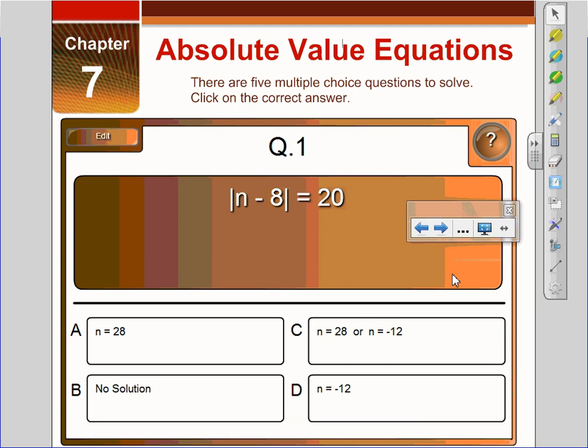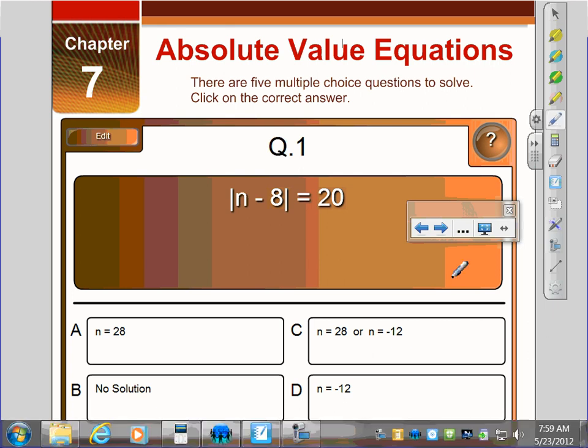Here we go. We're going to look at a question together. The absolute value of n minus 8 equals 20. Again, guessing and testing here makes a lot of sense. What number take away 8 is 20? Well, that answer is 28. That's not very hard for us to do. So clearly, 28 is part of the answer, but we should check, are there more?